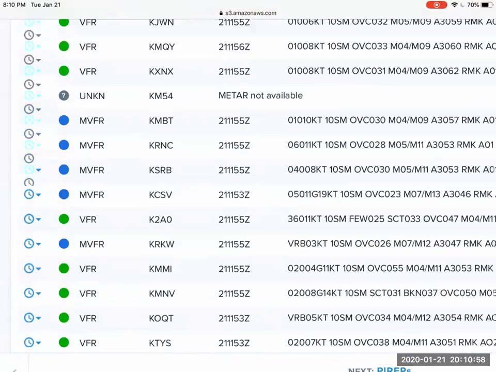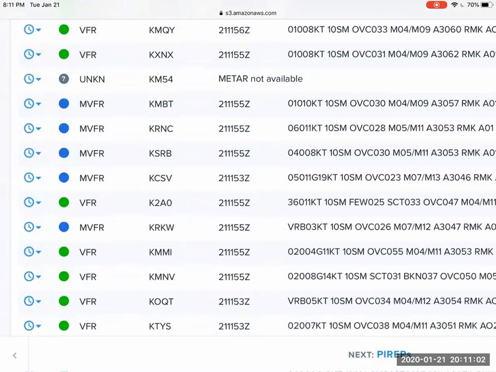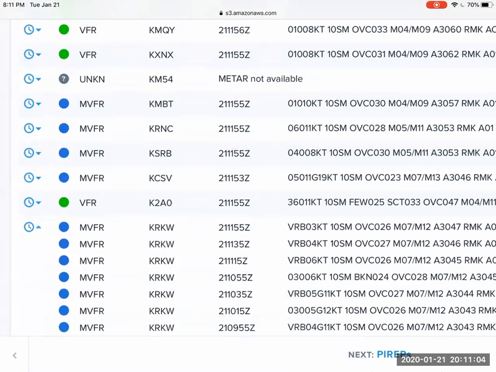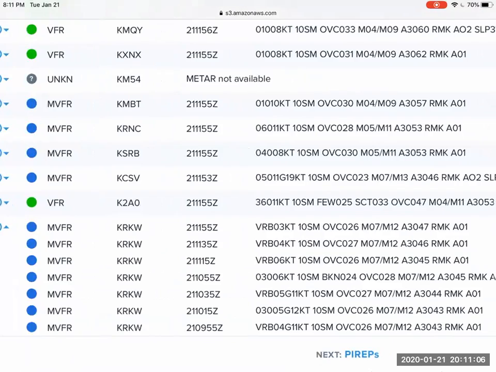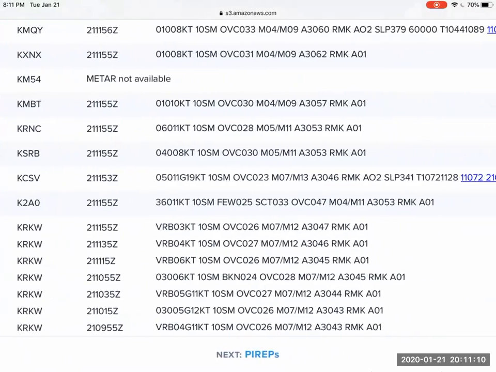It's scrolling for me. There we go. So let's take a look at this one right here, KRKW. The last observation was at 11:55 Zulu, but sure enough, we've got a concern there that the clouds aren't getting better; they're actually getting lower, overcast at 2,600 feet. So we're getting a confirmation of the concern that we have.